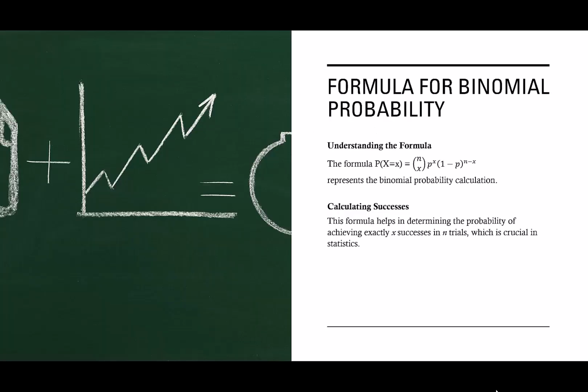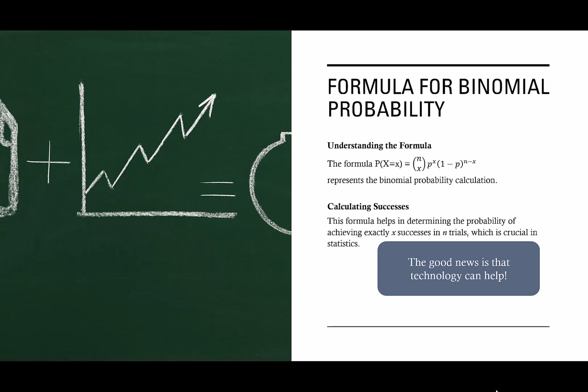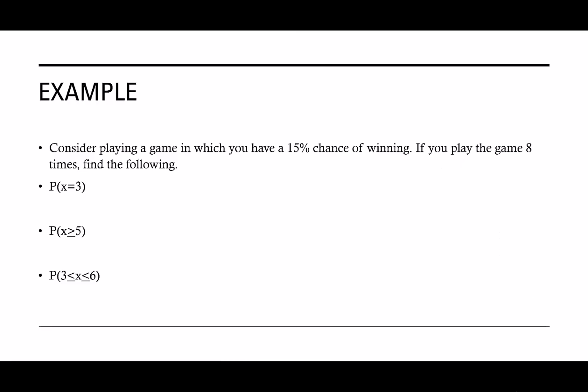The formula for binomial probability is the combination of n choose x, p to the x, times 1 minus p to the n minus x. N is the number of trials, x is the number of successes, p is the probability of success. This formula helps determine the probability of achieving exactly x successes in n trials, which is crucial in statistics, but it's also complicated to figure out. The good news is that technology can help. I'm going to show you how to find binomial probabilities in Minitab.